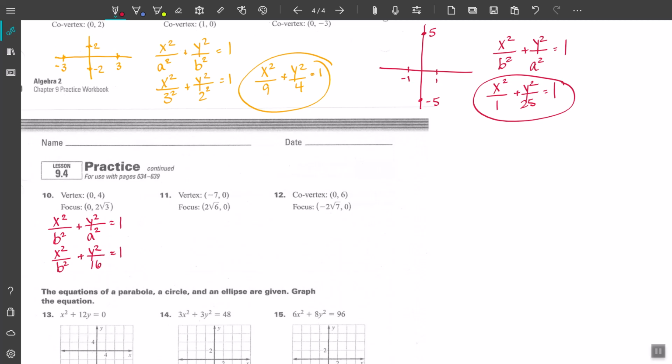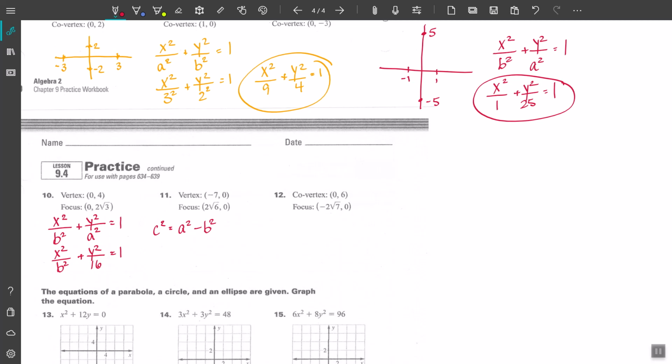So I've gotten this far. The difference here is they didn't give me the co-vertex, so I don't have my b value, but they did give me the focus. And I know that the equation that correlates the focus with the vertex and the co-vertex is this right here.